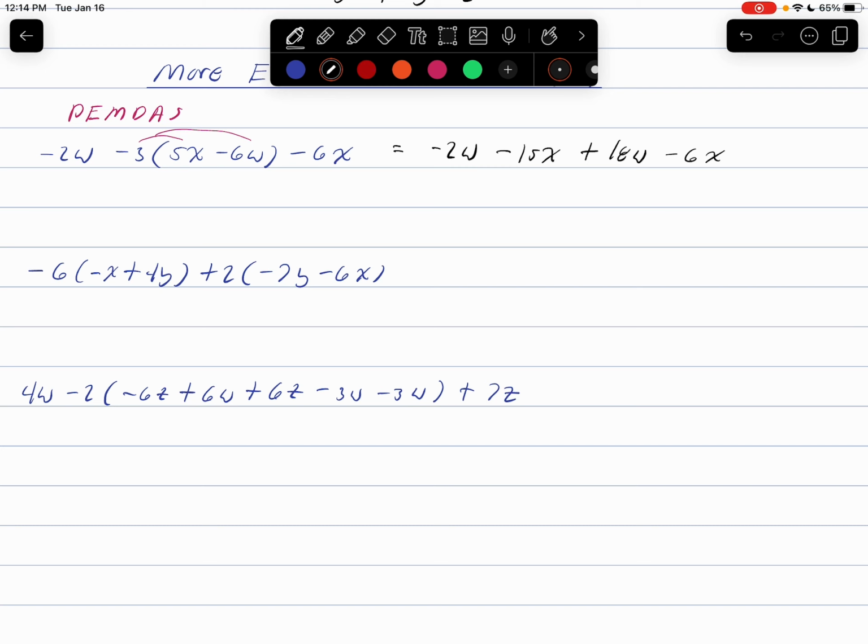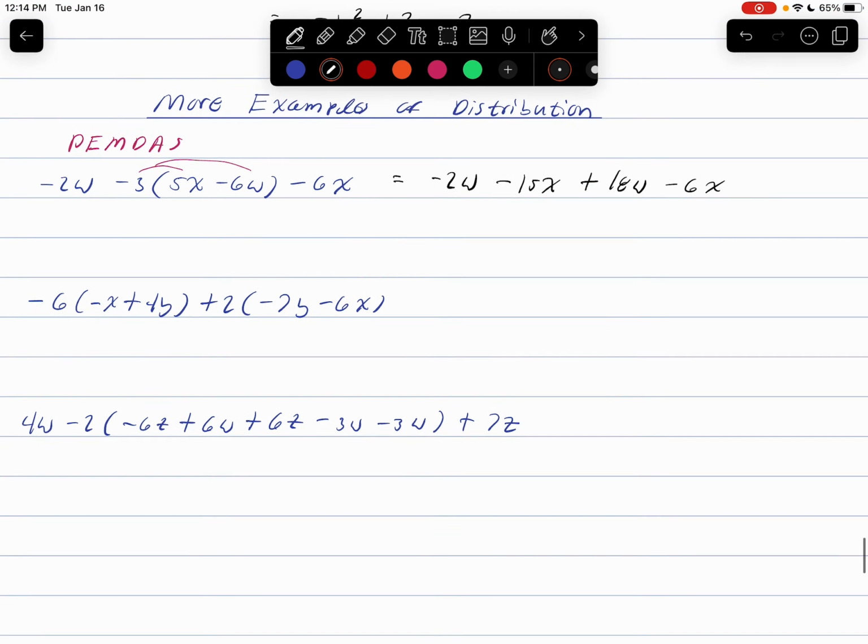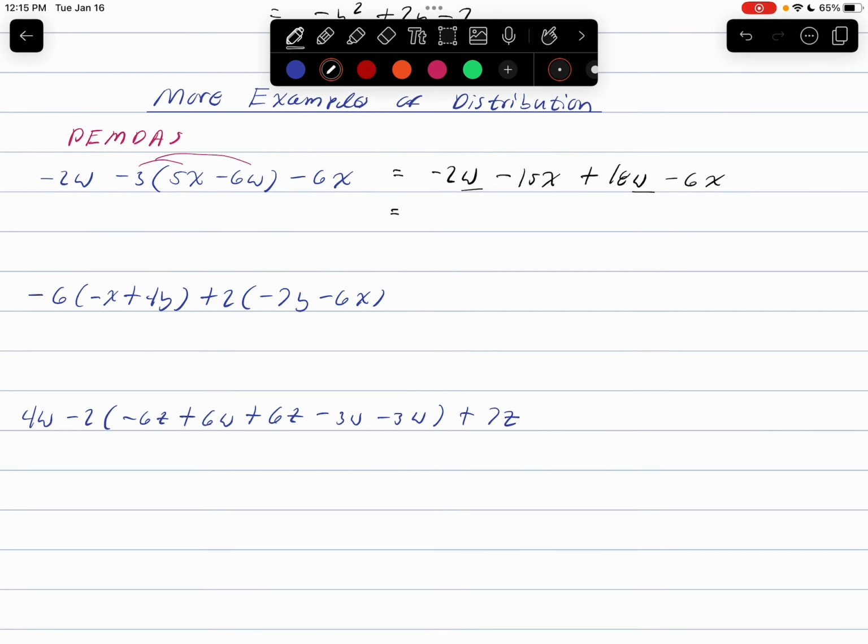Okay, so now that we've done our distribution, we can see if we can combine any like terms. So this first term here, negative 2w, has a variable component of w, and so does this 18w here. So we can combine those. So negative 2w plus 18w, that's going to give us 16w. Okay, and then we have negative 15x. This negative 6x also has the x component as well. So this will be negative 15x minus 6x. That's going to give us minus 21x. And that's about as simple as we're going to make this.